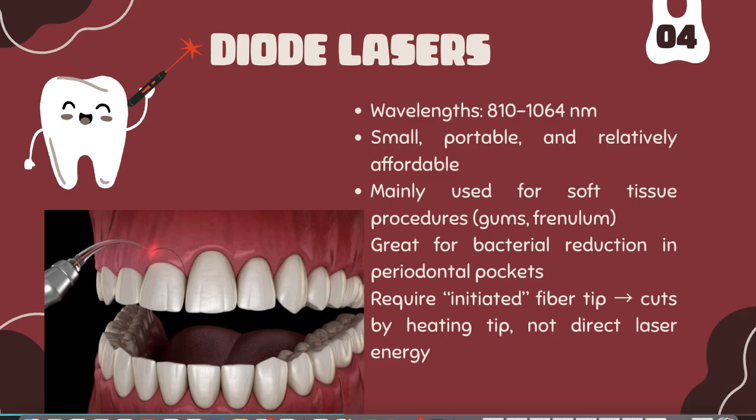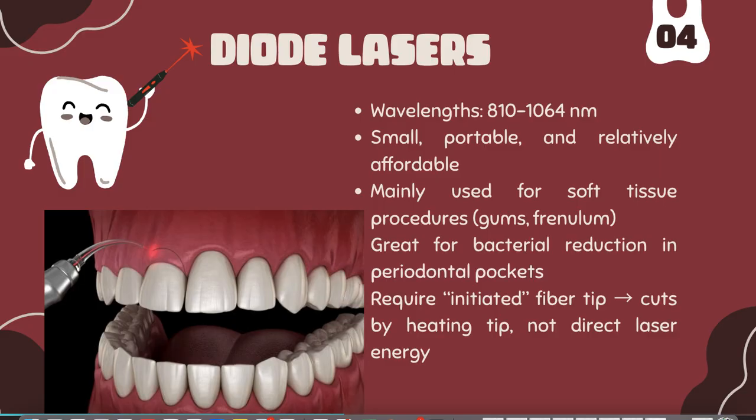Diode lasers are becoming very popular in dentistry because they're compact, relatively affordable, and operate in the near infrared range, usually between 805 and 1064 nanometers. Unlike some other dental lasers, diodes are designed for soft tissue only, since the energy is absorbed by pigments like hemoglobin and melanin. One unique thing about diode lasers is that they don't directly cut tissue with the light itself. Instead, the fiber tip is first initiated or coated by lightly burning articulating paper. This creates a hot tip that cuts tissue by heat transfer. Because of this, diode lasers function a bit differently than other types of lasers.